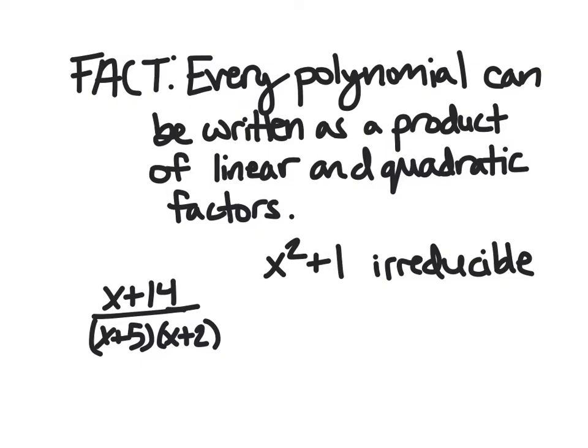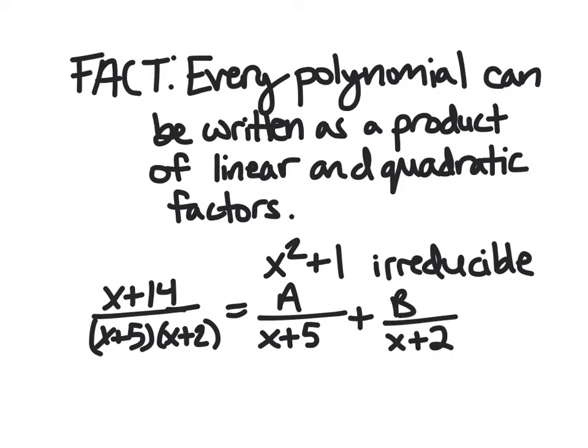If we have different roots, then it turns out you can split this as some constant over the first factor plus some other constant over the second factor. There are other cases that are a bit more complicated, but we'll get to that later. So let's figure out how to find this a and this b first.